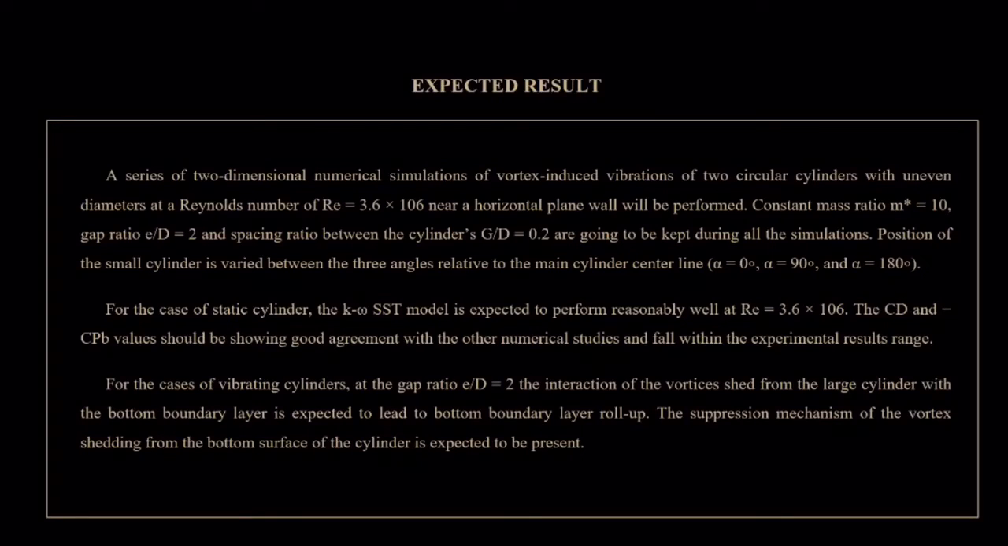For the case of static cylinder, the model is expected to perform reasonably well at Reynolds number 3.6 times 10 to the power of 6. The CD and CPB values should show good agreement with the other numerical studies and fall within the experimental results range. For the case of vibrating cylinder, at gap ratio of 2, the interaction of vortices shed from the large cylinder with the bottom boundary layer is expected to lead to bottom boundary layer roll out. The suppression mechanism of the vortex shedding from the bottom surface of the cylinder is expected to be present.